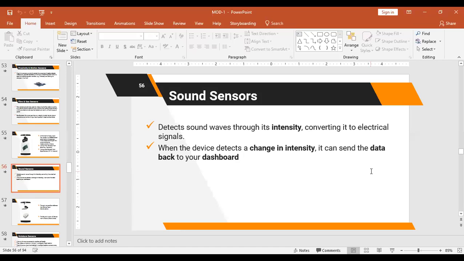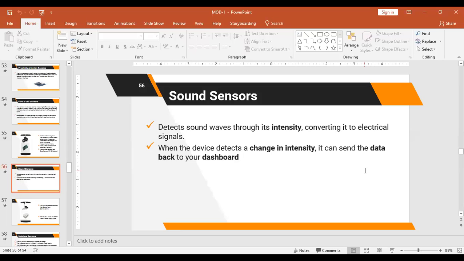Yes, sir. Can I start? Yes, sir. I completed up to sound sensors, right? Sir, your voice is breaking. Yeah, correct. Can I see? I think I have completed up to sound sensors, right? Yes, sir. Okay.